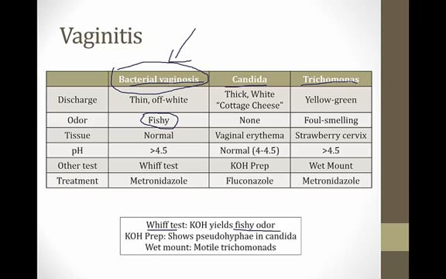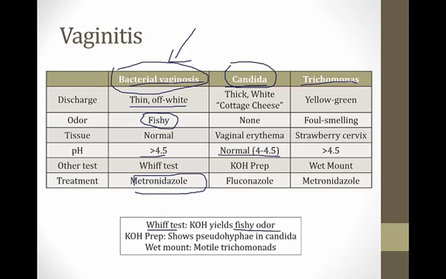Bacterial vaginosis is not an STD, but it's more common in women who've had lots of sexual intercourse. That makes the infection more likely to occur. The discharge in bacterial vaginosis is thin and off-white. It's sometimes called gray. It's treated with metronidazole, and it has an elevated pH. All these infections have an elevated pH except for Candida. So next let's talk about Candida.